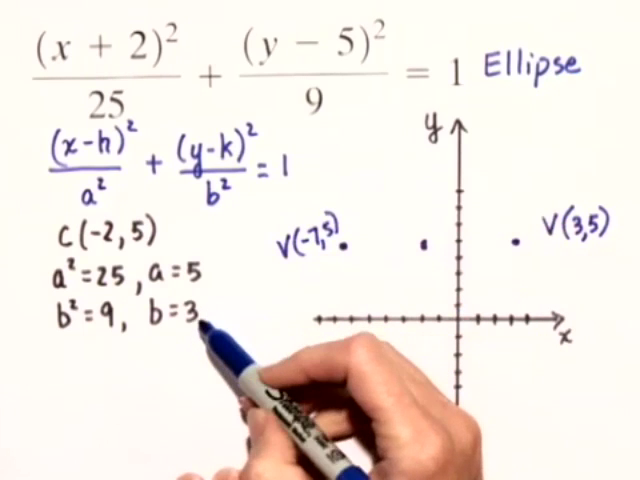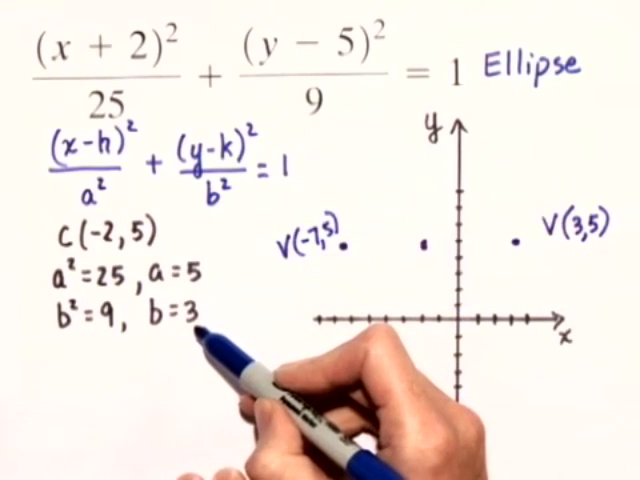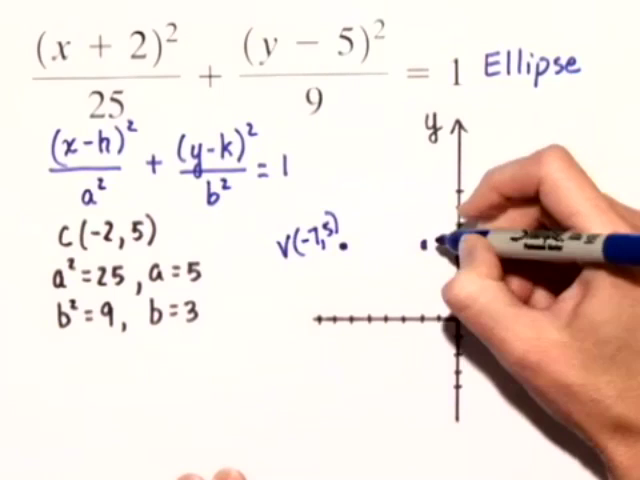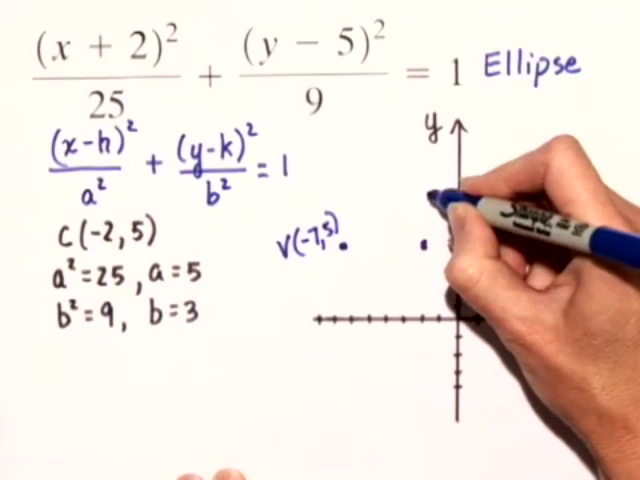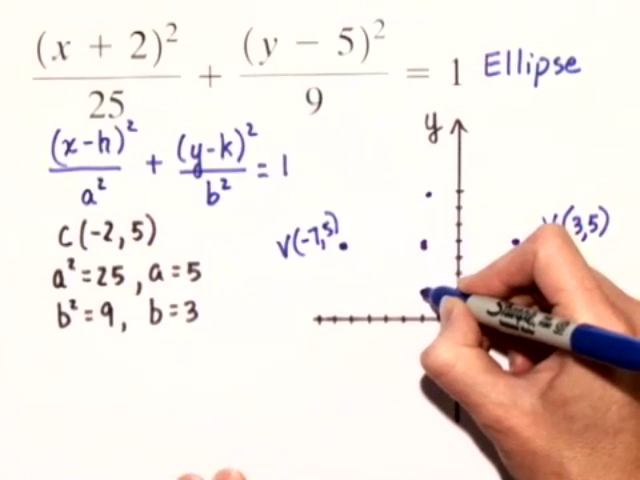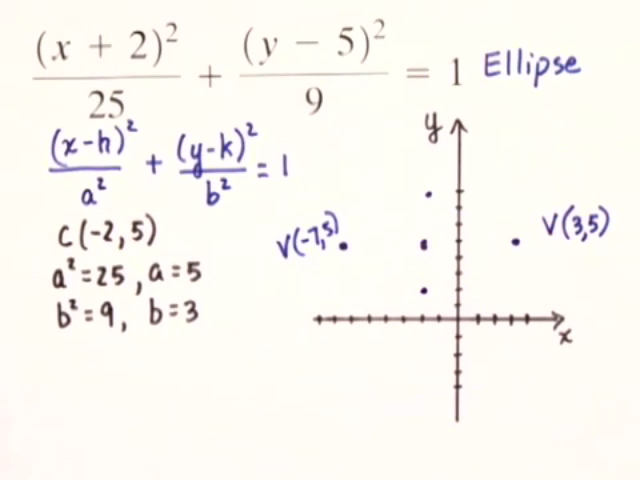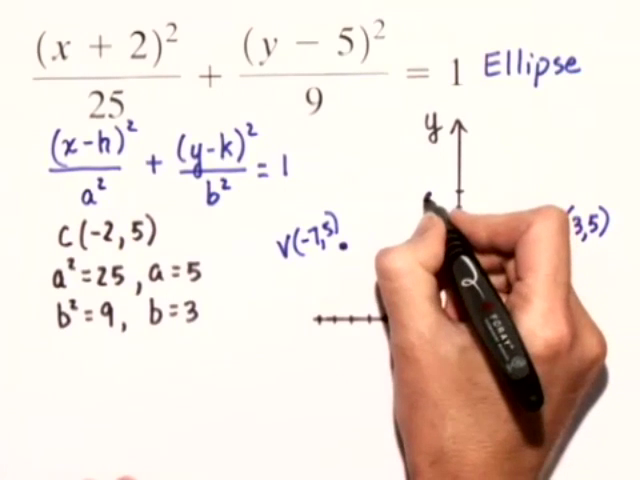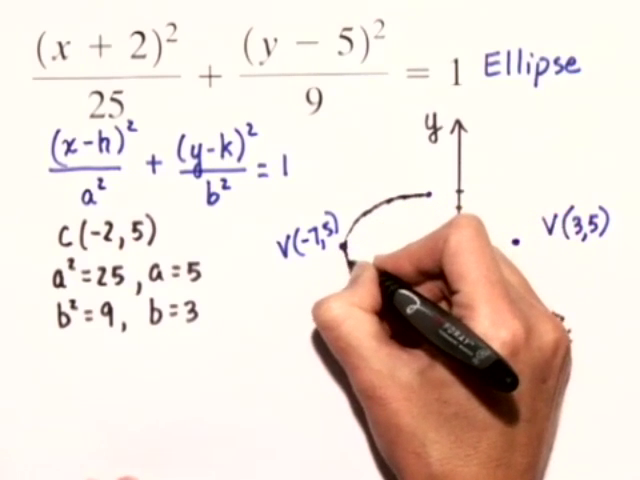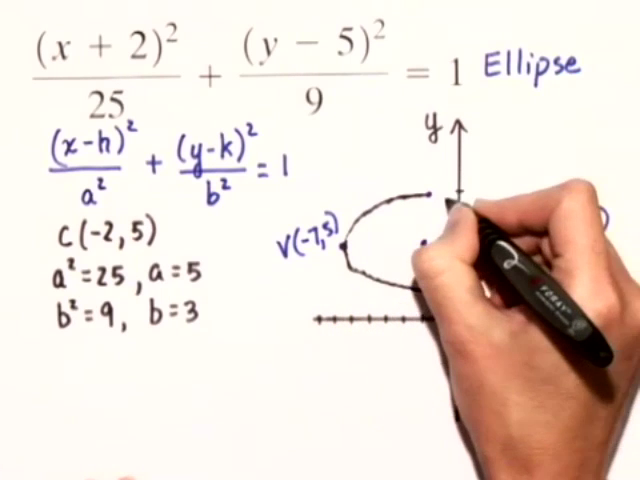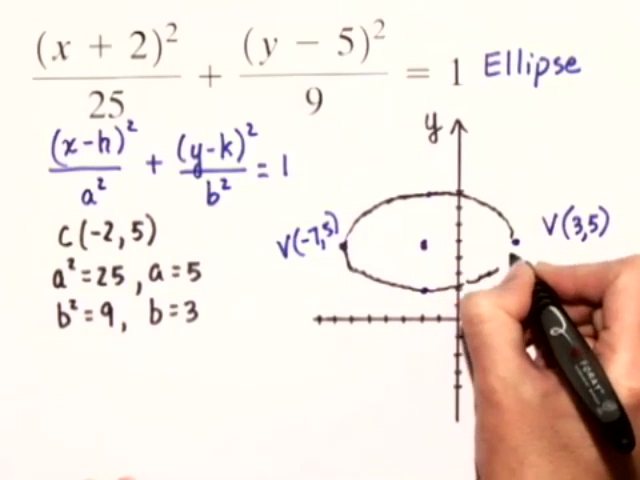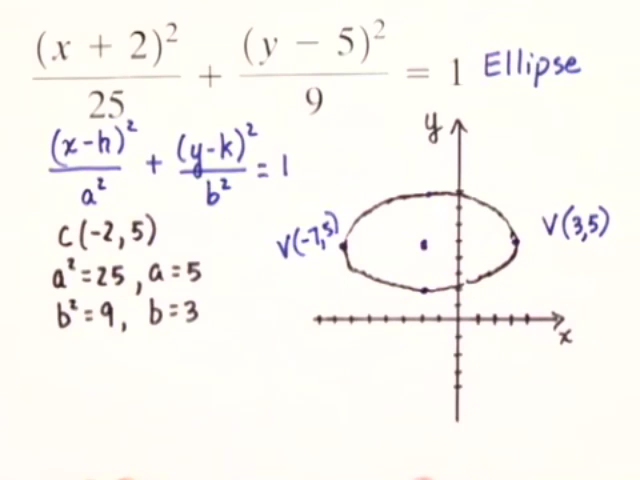Now we also need to go b units up and b units down on our minor axis to get 2 more points for our ellipse. So from (−2, 5), we'll go up 3, and we'll also go down 3. Now we have enough points to sketch a graph of our ellipse. So let's go ahead and do that. Okay, there's a graph of the ellipse.